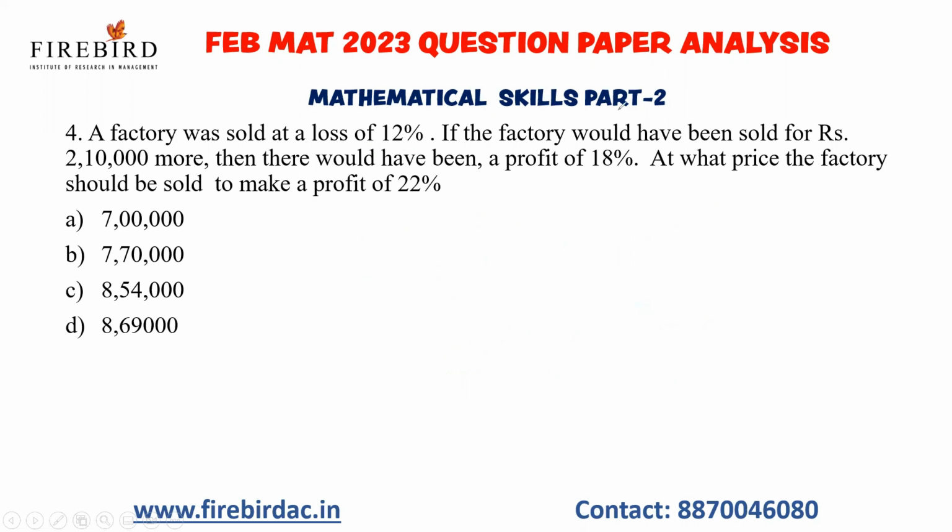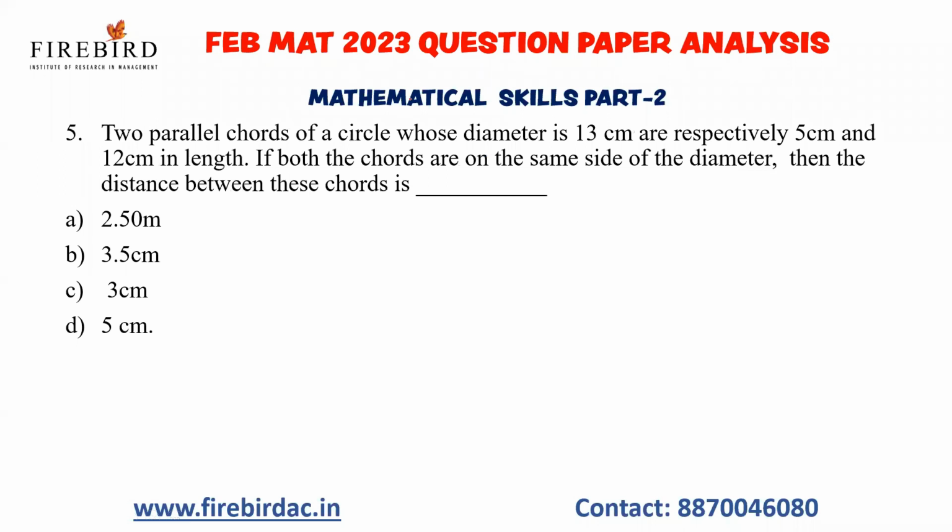Now, we'll move to the next question. Two parallel chords of a circle whose diameter is 13 centimeters. Okay. So the diameter of a circle is 13 centimeters, right? And the two chords have their lengths as 5 centimeters and 12 centimeters. Okay, they both lie on the same side of the diameter. So let us take it as it is.